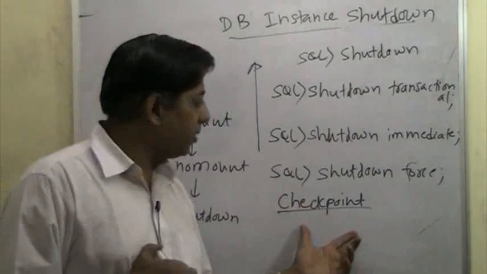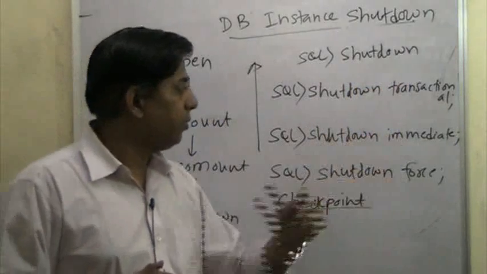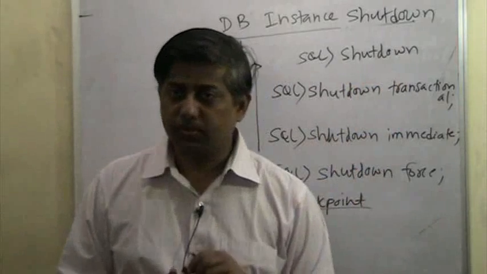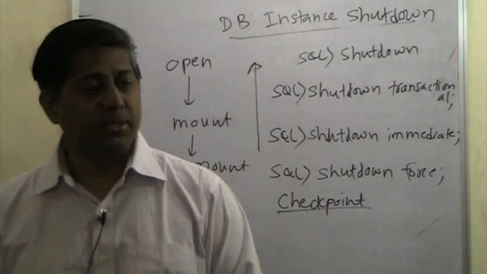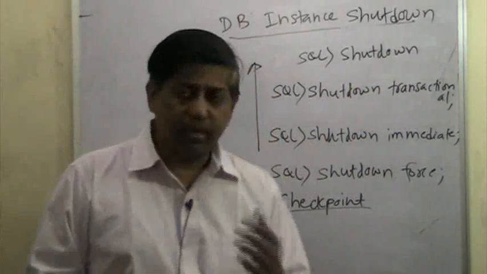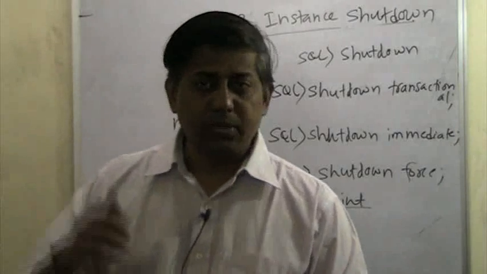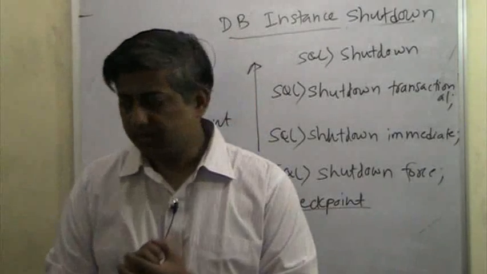So checkpoint happens when we do a shutdown of the database, a shutdown transactional, or a shutdown immediate. Checkpoint does not happen during the shutdown force. In layman's terms, checkpoint is saving data from memory to disk. We'll talk more about checkpoint a little later. But yes, checkpoint means dirty blocks from the buffer cache are written to the disk.